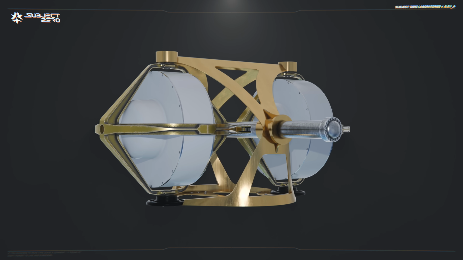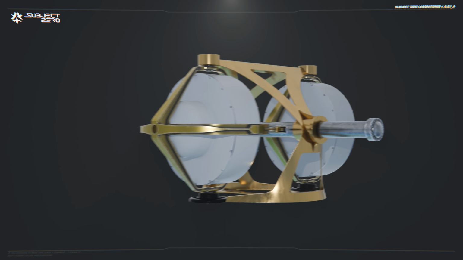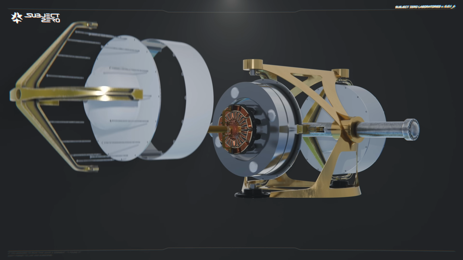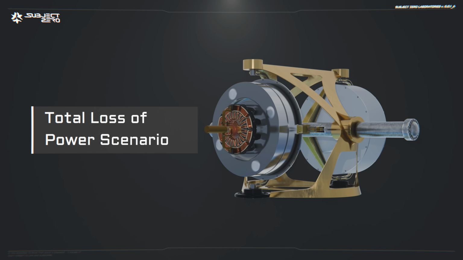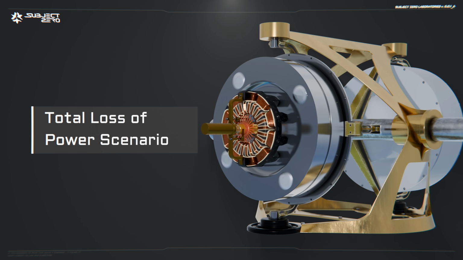The first main consideration is the catastrophic loss of the gyroscopes. At face value, relying on something to be on at all times sounds like an incredible accident waiting to happen, but the truth may not be as discouraging. Let's consider what would happen in a total loss of power condition.